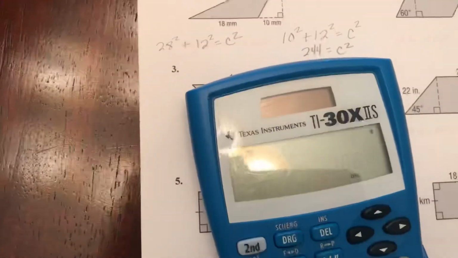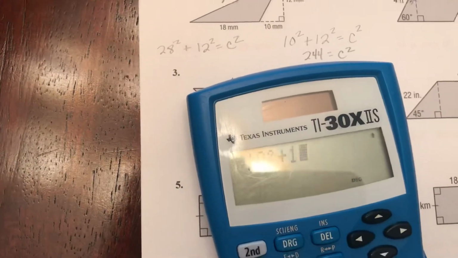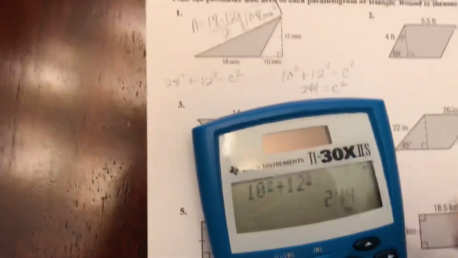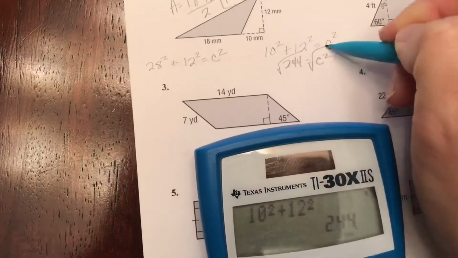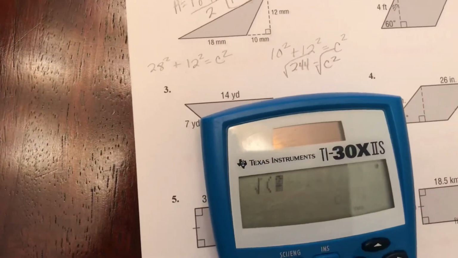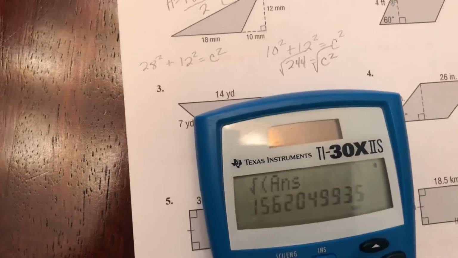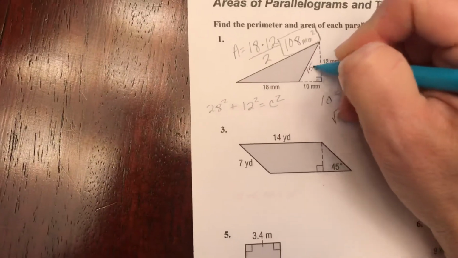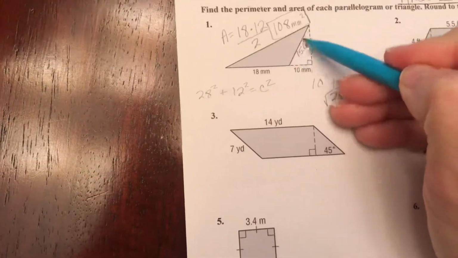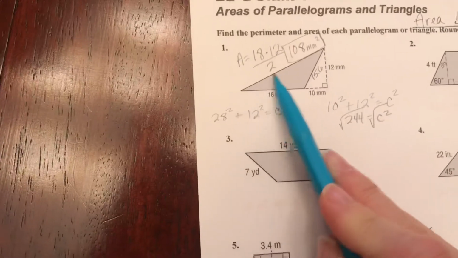So if you type that in your calculator, 10 squared plus 12 squared, you get 244 equals c squared. And then, of course, you're going to take the square root. The square root of 244 is 15.6. I rounded that to the nearest tenth. So I'm going to put 15.6 for this part right here, that side. But we still don't have this top side.